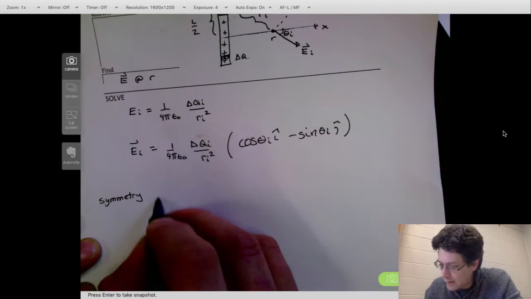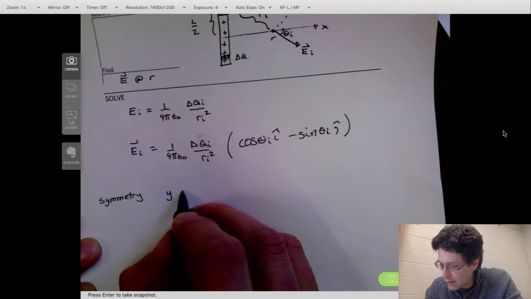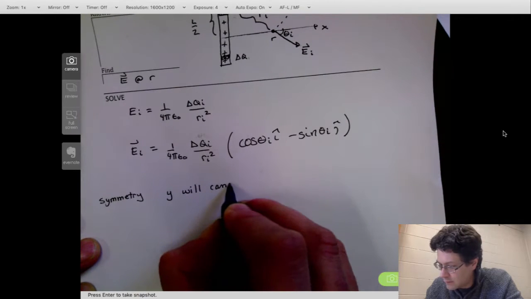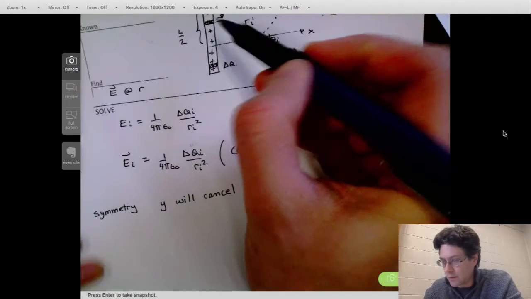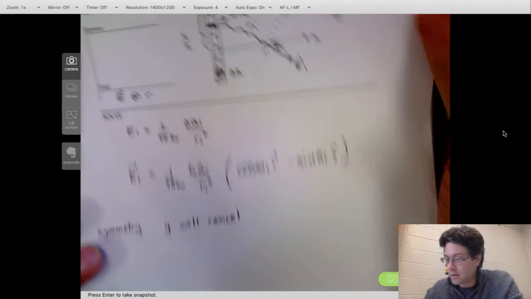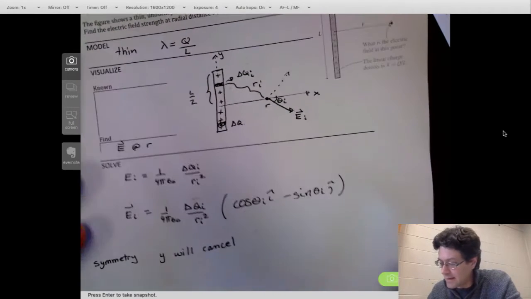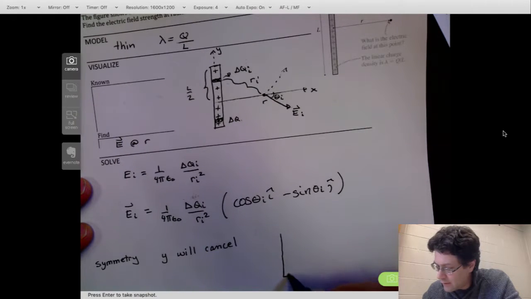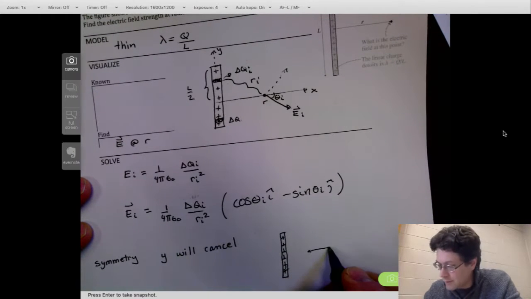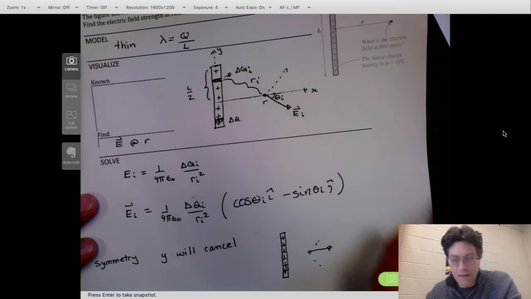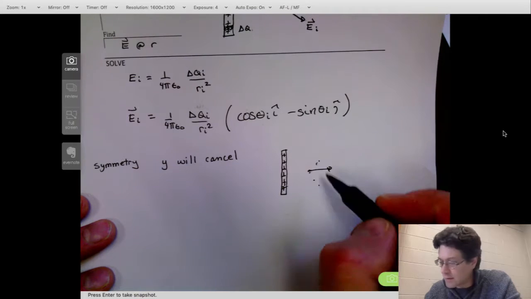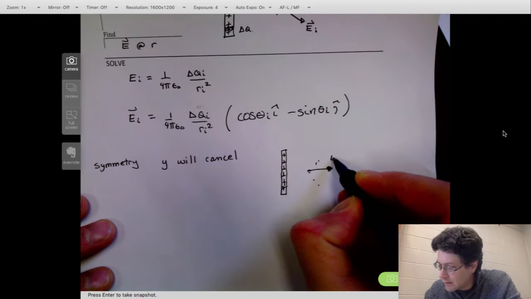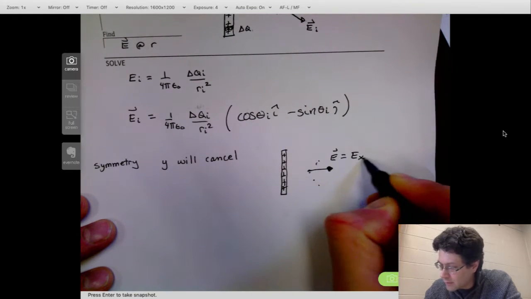By symmetry, the y components will cancel pairwise, when this one plus this one are added together. There won't be any y components. So at the end, when I have a charge like this and I'm asking for the field right in the middle, my expectation is that it will just be in the x direction, because the y component from this one and the y component from that one will have cancelled, because they're in opposite directions. So at the end, I expect that the E field just has an x component.